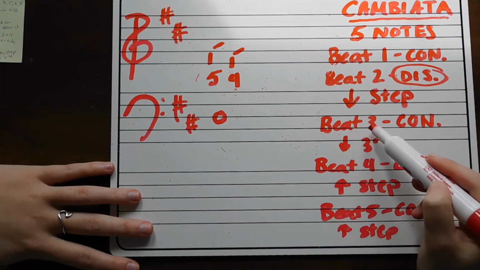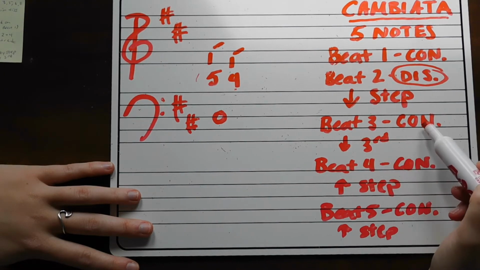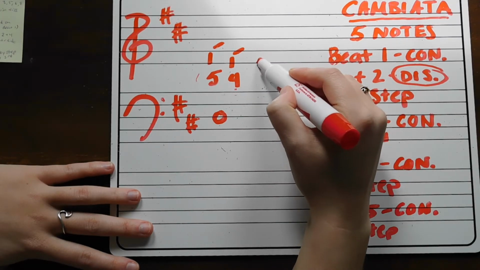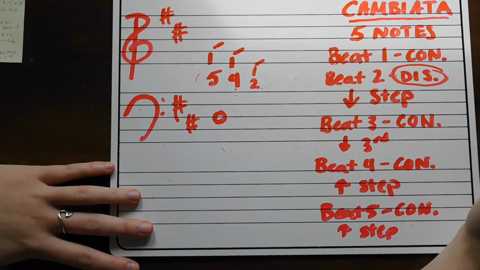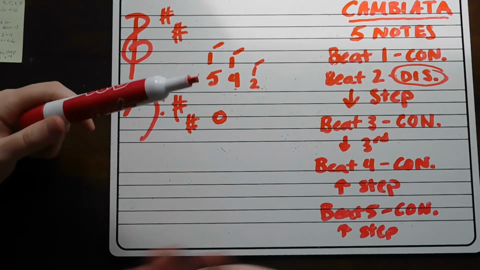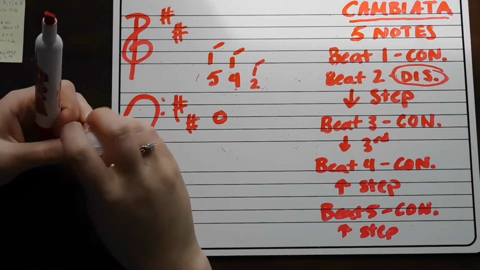And then what we need to do, beat 3, we have to go down a third and make sure that's consonant. So this is where an issue arises. What do we have here? We actually have a dissonant. So that means that we cannot use this prescription. We can't use a cambiata in this case, all right?